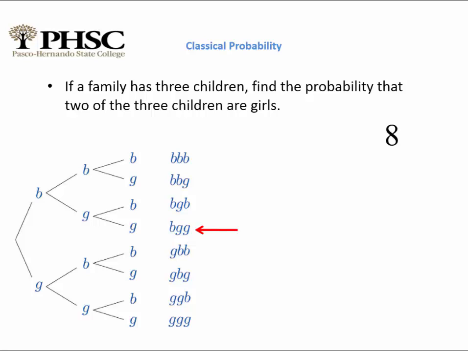Well, here's the first one: boy, girl, girl. There's the second one, which is girl, boy, girl. And then the third one, which is girl, girl, boy. So therefore, the probability that a family has 3 children and that 2 of the 3 are girls is 3/8.